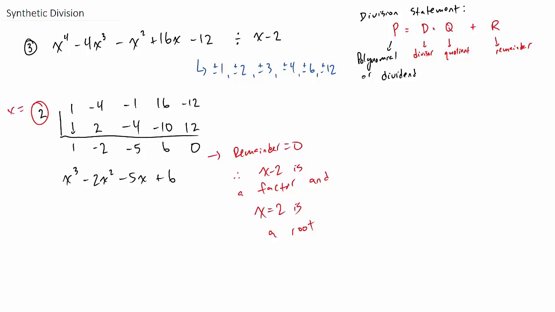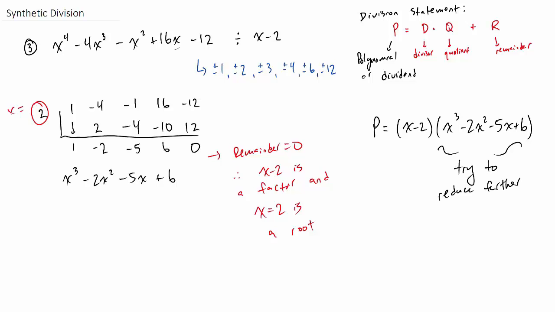It also helps us, it takes our degree of 4 polynomial, we've worked it down to a cubic, so if we write our division statement, it's going to look like that, and notice there's no remainder this time. There you go. And what we could do is you could take that and you could try to reduce that further to find the other roots.